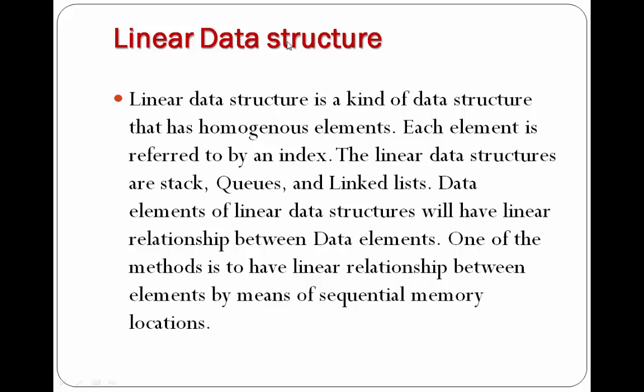But in a linear data structure, if you stored any data which has a number of elements, means which is a collection of homogeneous elements, among those if you want to access one particular element, we require an index. With the help of the index only we are able to access the particular element. That's why these are collections of homogeneous elements and each element is referred by an index. Examples for linear data structures are stack, queue, linked list.